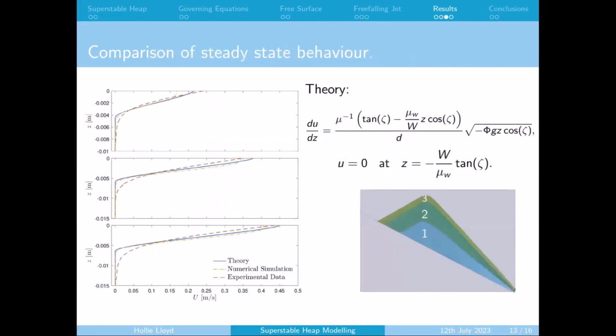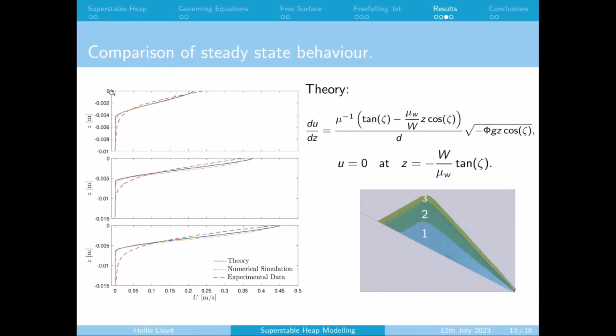So to analyze the steady state, we have 3 experimental superstable heaps here, which correspond to these velocity profiles on the right. And the velocity profile is measured along this free surface flow here when the system is at steady state. So our orange lines are our experiments, and our yellow lines are our numerics. And you can see that we have really, really close agreement here as well.